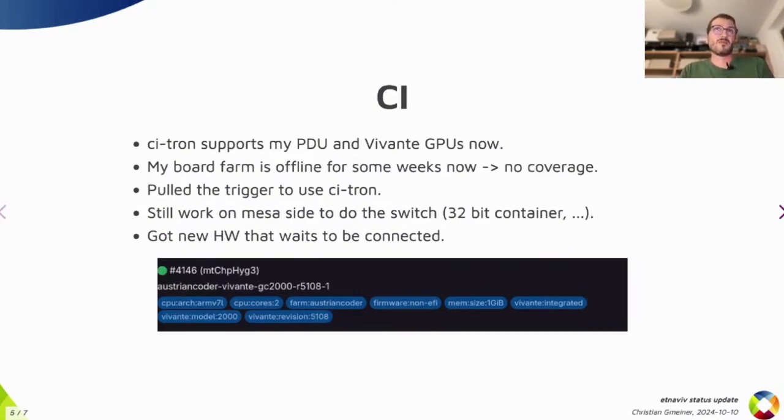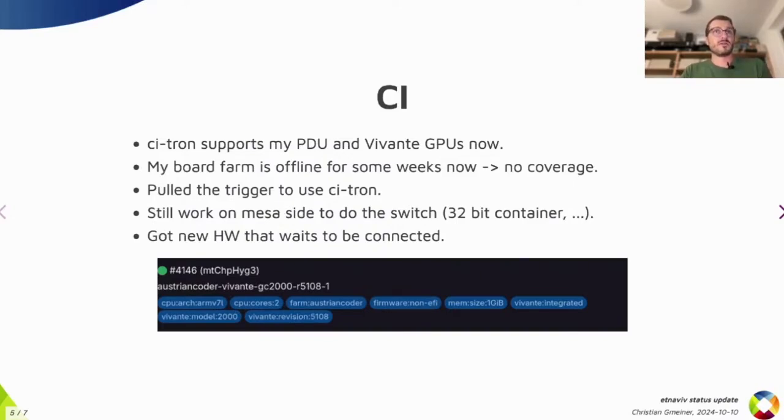Sadly, my board farm is offline for some weeks now and there is no coverage. But I pulled the trigger to use Citron and I hope it is done soon. But there's still a lot of work on the Mesa side to do the switch finally.